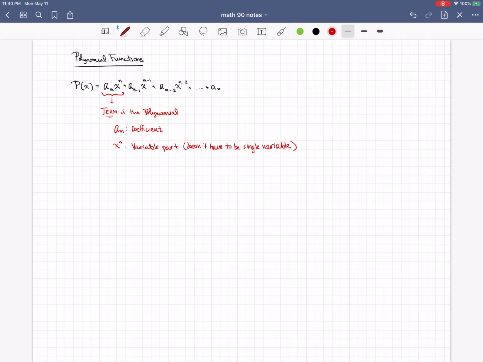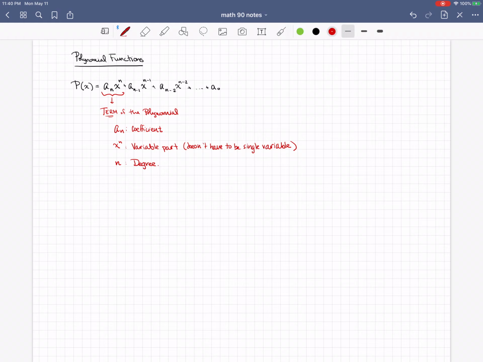Okay? And then a word that we're going to use a lot every time we talk about polynomials is the degree. So n, in this case, is the degree of the term. So as you can see, as we're moving along here, every term has a coefficient, a variable part, and a degree.